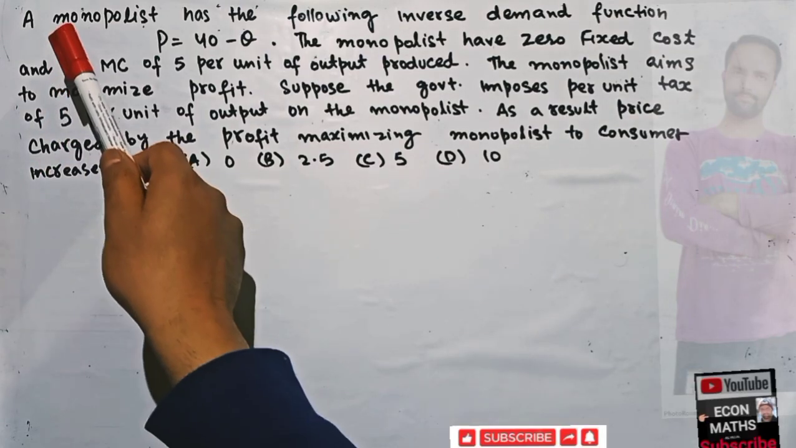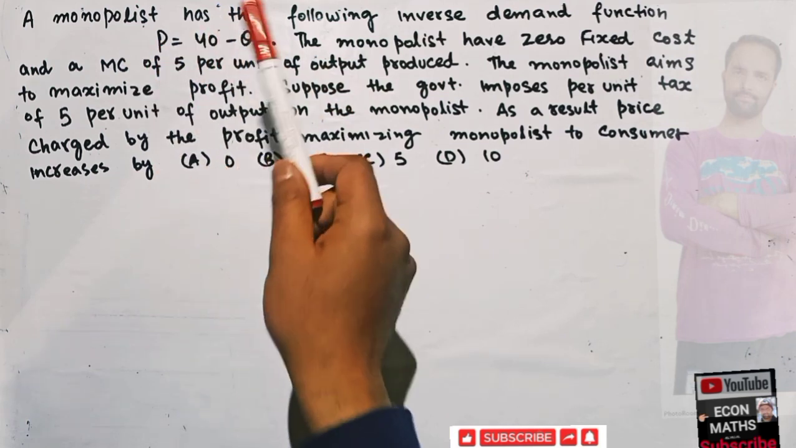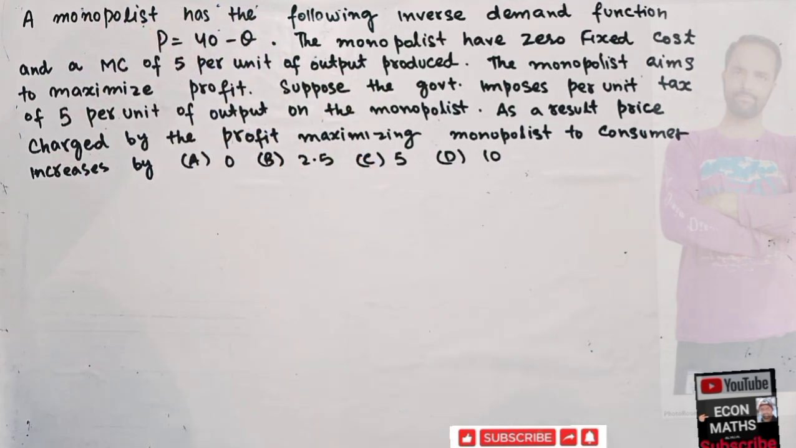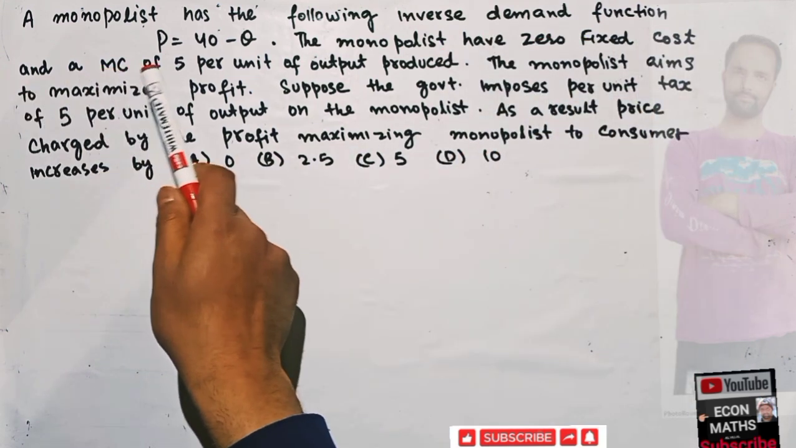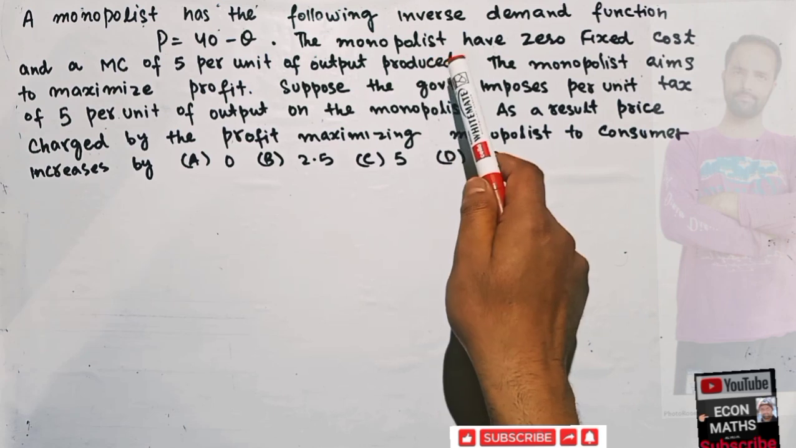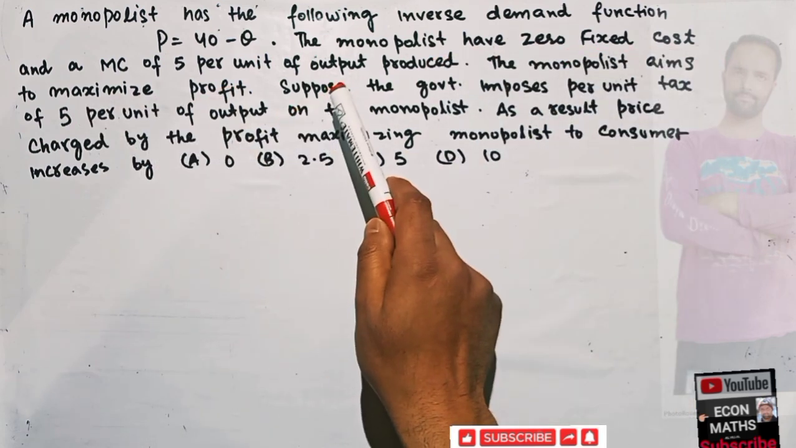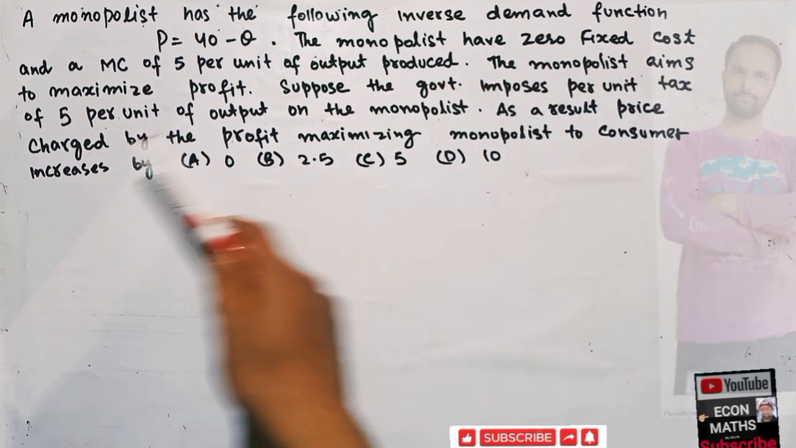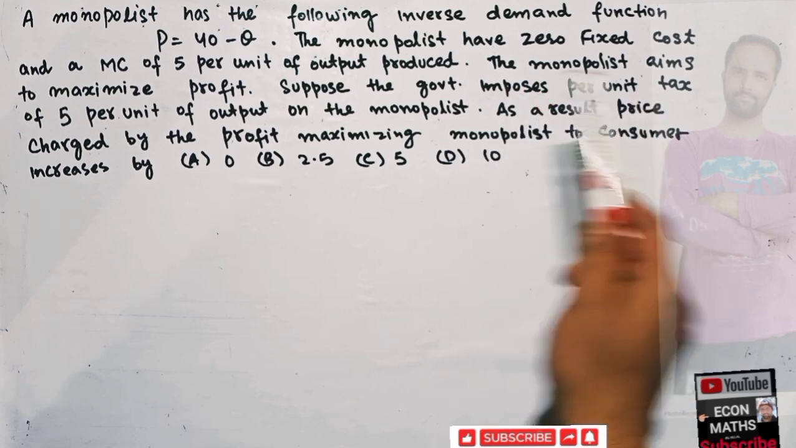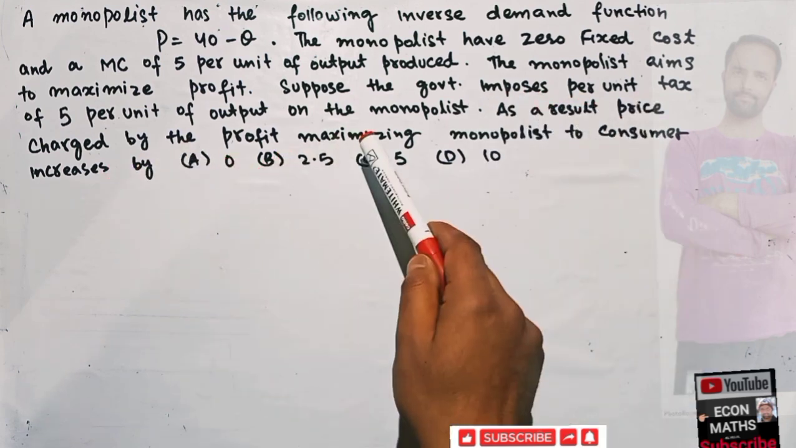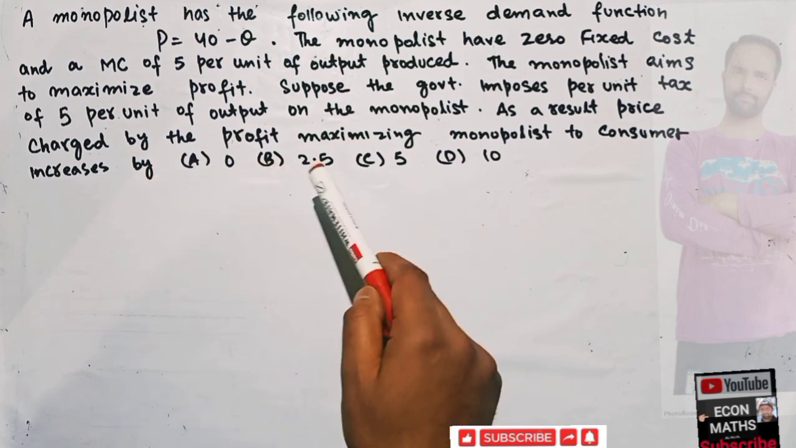Next question is, a monopolist has the following inverse demand function: P is equal to 40 minus Q, where P is the price and Q is the quantity. The monopolist has zero fixed cost and a marginal cost of 5 per unit of output produced. The monopolist aims to maximize profit. Suppose the government imposes a per unit tax of 5 per unit of output on the monopolist. As a result, the price charged by the profit maximizing monopolist to consumers increases by, the options are 0, 2.5, 5 or 10.